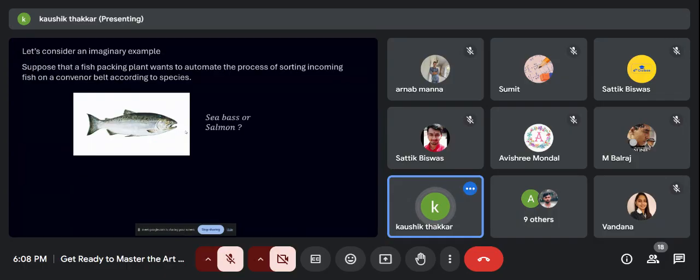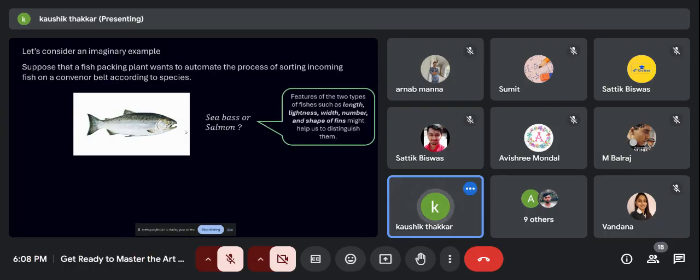Suppose you have a fish. So for simplicity, we'll consider a binary task that either it's a sea bass or it's a salmon, right? Now, how do we decide which one is this? Our cognitive ability helps us to decide very easily by looking at the length, lightness, width, number of fins, and the shape of the fish to decide whether it's a sea bass or salmon, right?